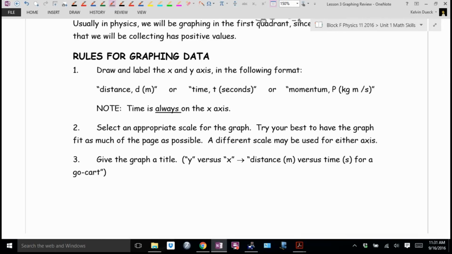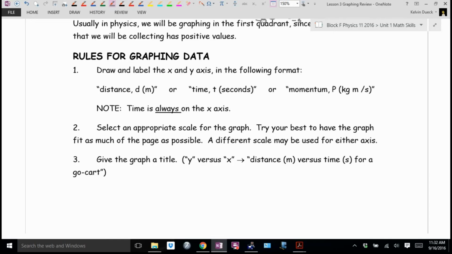Number 1, you have to draw and label the x and y axis. And by label, I mean what it is, distance, comma, which letter you're going to use for it, usually the first letter, d, comma, and then the units, meters. Time, t, seconds. Momentum, comma, p. Why is p momentum? You'll learn why later, in kilogram meters per second. If I see a graph turned in and you didn't label your axes, I'm taking marks off.